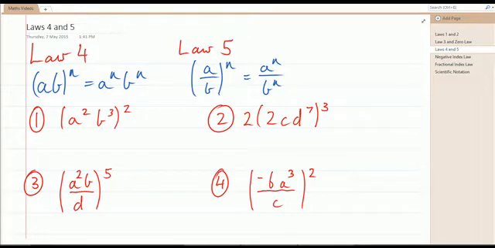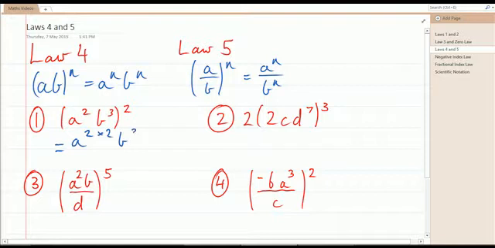Alright, law 4 and 5. We've kind of looked at these already, but we'll have a bit of practice here. Basically, anything that's in brackets, and if we have a power outside those brackets, the power affects both terms. So in this case, in the proofs at the top, it becomes a to the power n and b to the power n. If we were working with actual numbers, we could do a squared times 2 and b to the power 3 times 2, giving us a to the power 4 and b to the power 6.